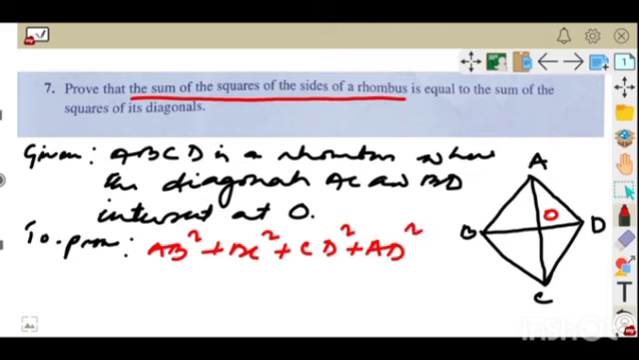This is what we call the sum of the squares of the four sides, is equal to what? Sum of the squares of its diagonals. Here the diagonals are BD and AC. You can write here BD square plus AC square. This is what we have to prove. Next, I'll write the procedure.